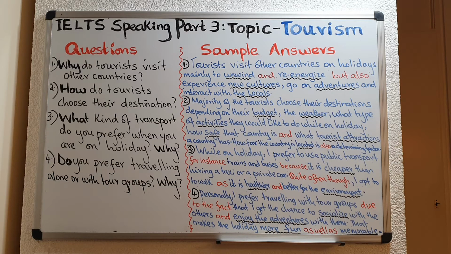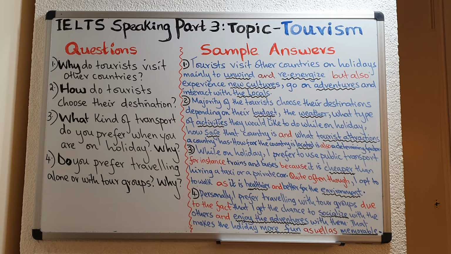I pointed out that they go there on holiday, mainly to unwind. To unwind is to relax. Unwind is a band 9 word which simply means to relax. If you're very tired, you can say, oh, I need some time to unwind. It means I need some time to relax. So, they visit other countries to unwind and re-energize. To re-energize is to get energy, to become energetic.